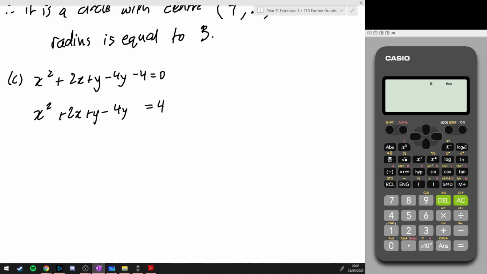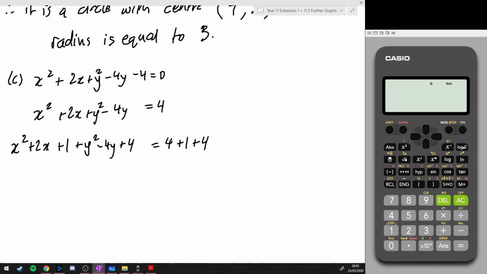Okay, now what we're going to do is we're going to complete the square on x and complete the square on y. So to complete the square on x, we go x squared plus 2x. Okay, half of 2x is 1x, 1x squared is 1. Okay, so we add 1 there, and we add 1 on this side. Okay, and then the other bit is plus y squared minus 4y. Okay, half of 4y is negative 2, and then negative 2 squared is just 4 as well, so add 4 and add 4 there.